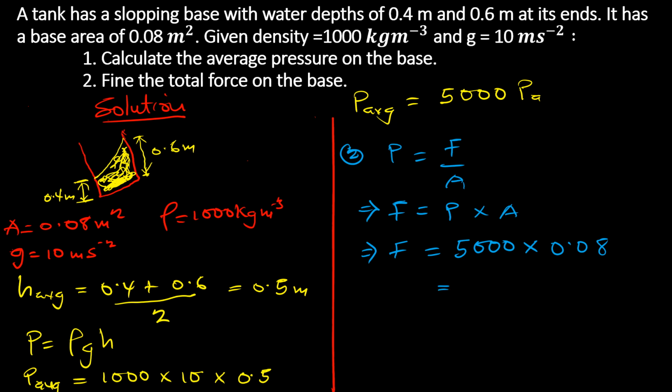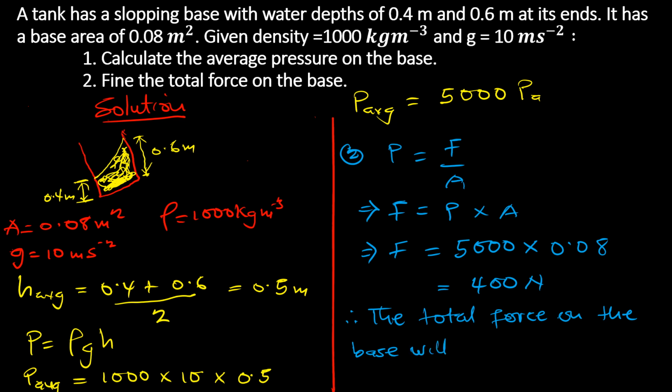So therefore, by using the calculator, 5,000 times 0.08 will give us 400. So it will be 400 Newton. So therefore, the total force on the base will be 400 Newton.